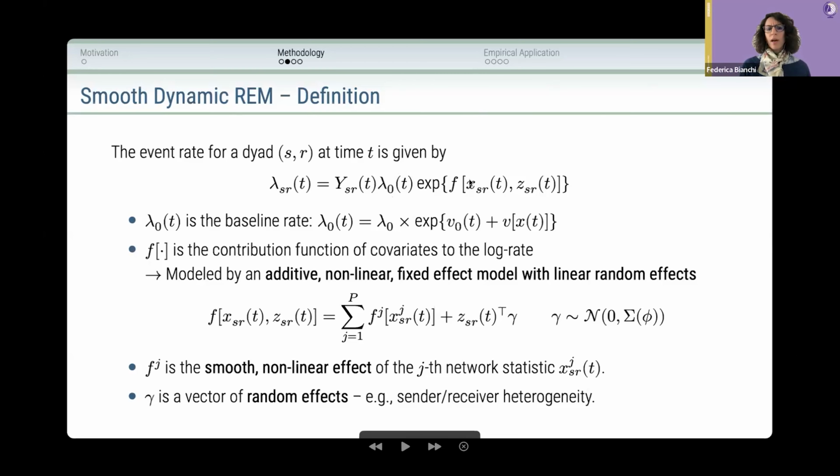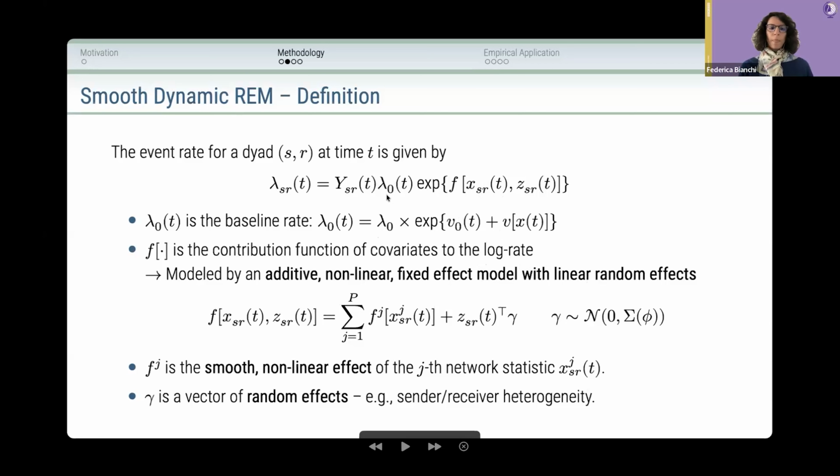And then we have this other component, f, which is the contribution function of covariates to the log rate, which is exactly modeled by an additive nonlinear fixed effect model with linear random effects, and this is the core component of our model.